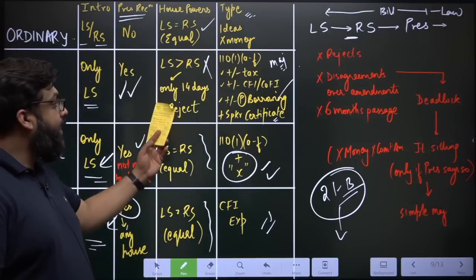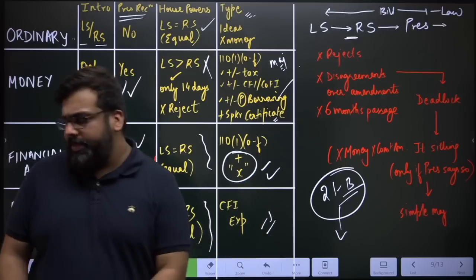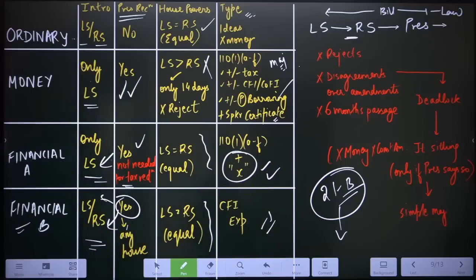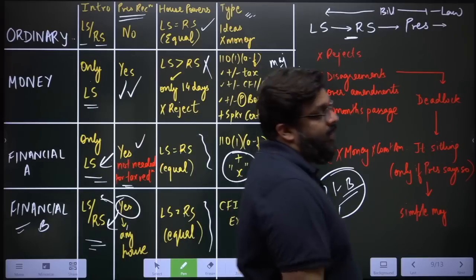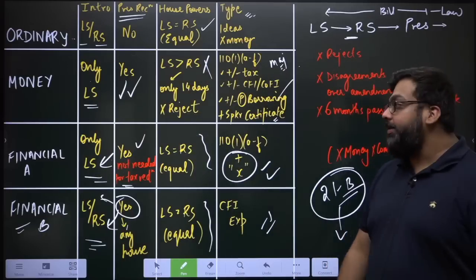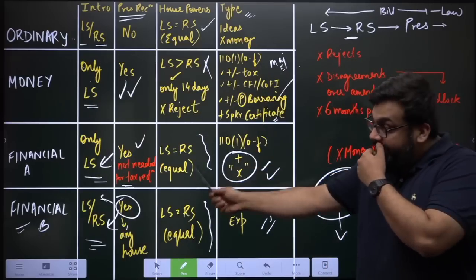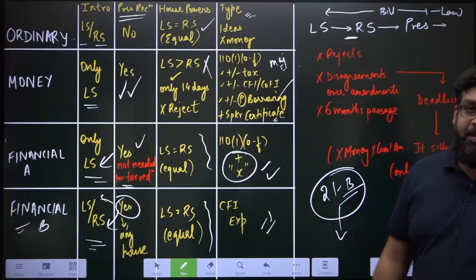For example, your online gaming bills, your palliative care bills, these are all proposed legislations of recent times. This is also why, ladies and gentlemen, they will never ask you the finer differences between financial A and financial B in the exam.